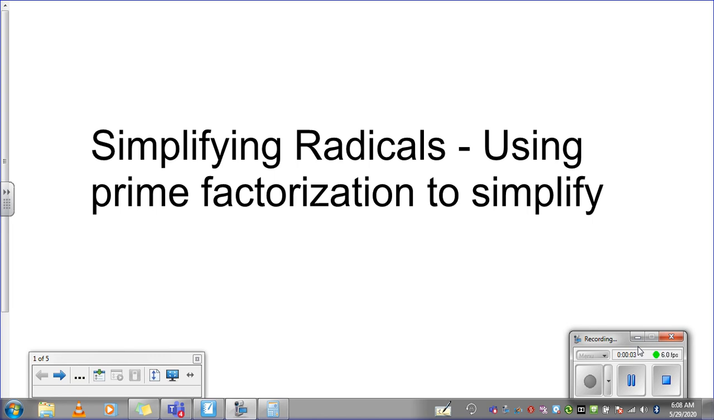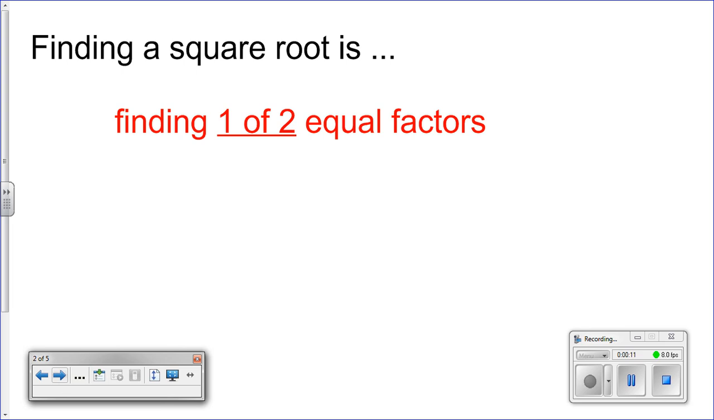Hello! In this video we're going to be simplifying radicals. We're going to be using prime factorization to do it. So by definition, finding a square root is finding one of two equal factors. So in other words, what times itself gives you that number?